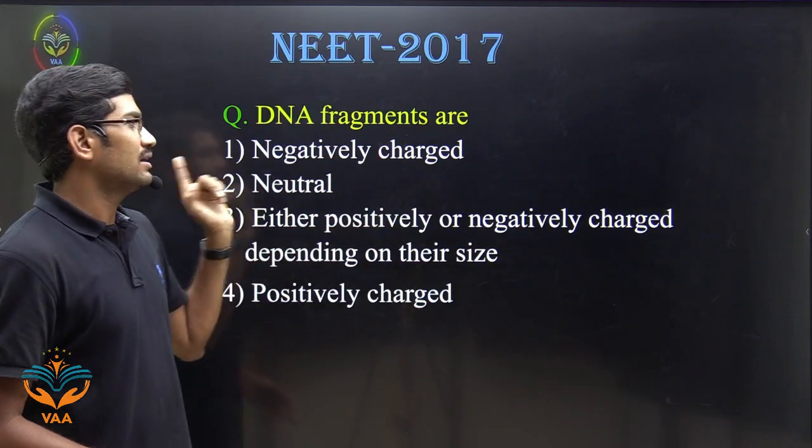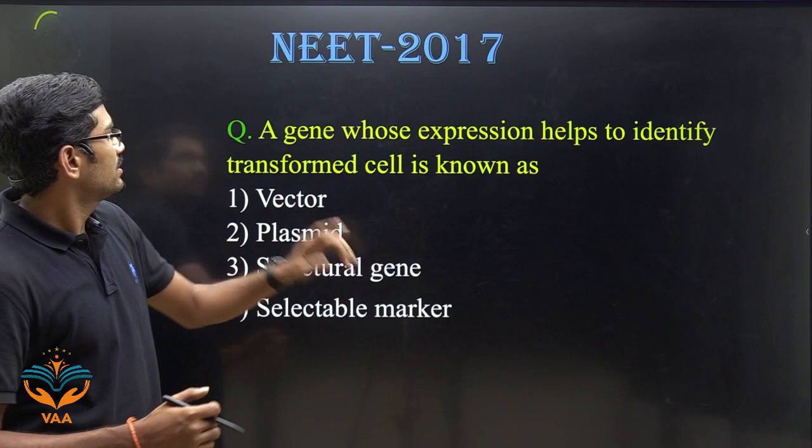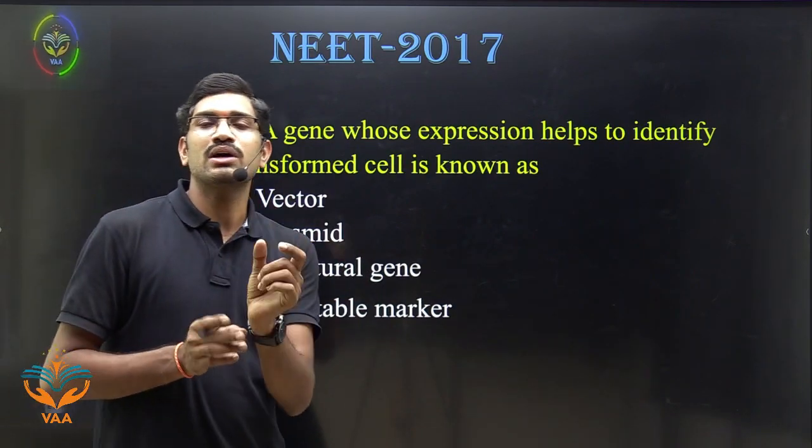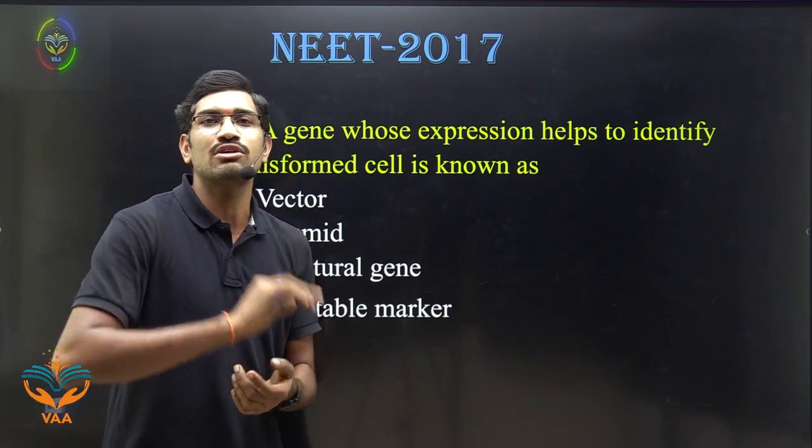DNA fragments are negatively charged, direct point. So it is, answer is option 1. Okay, please remember whether the DNA fragment is smaller or longer, whatever it is, it always has a negative charge due to the presence of phosphate group.